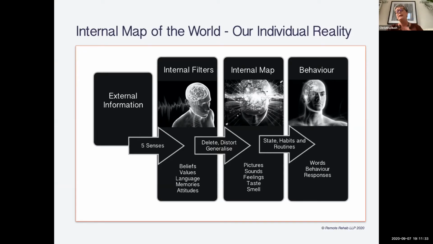The other thing that we do as well is we generalise, and the generalisations are things like it's always like this, it's always like that. These things tend to happen all the time, and so we have this wonderful sense of generalisation. Once we've deleted, distorted and generalised our information, we have what we call this internal map of the world, which is pictures, sounds, feelings, tastes, and smells that we have as our memories. We store those in all sorts of different places around our heads, if you like, and we're going to talk about that a bit later. What we then do is we take all that lovely information and we behave out in the world. That internal map creates a state, how I actually feel.